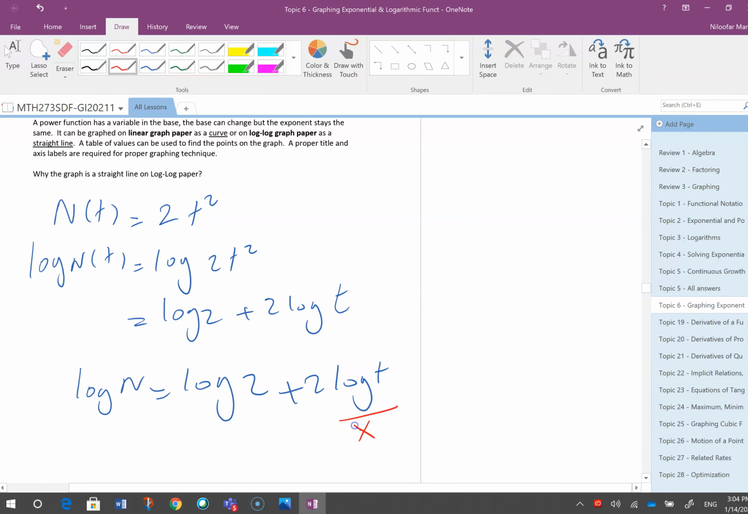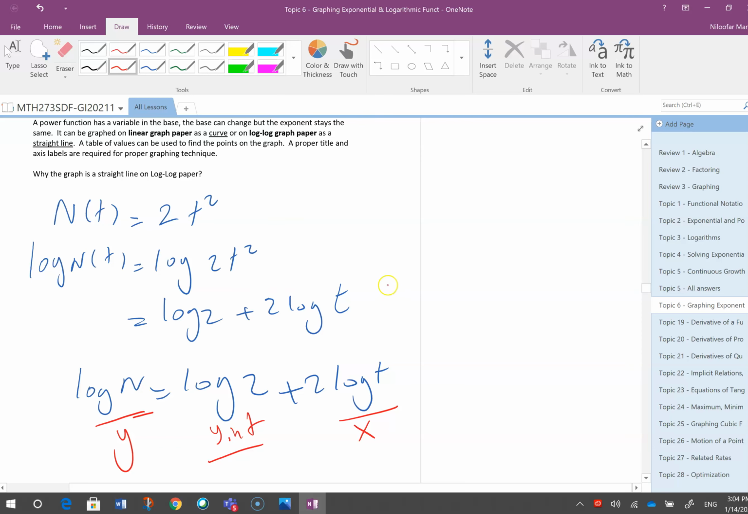This is like x. This is like y. And this is like the y-intercept. Okay? So I have log for x and y, both of them. So I cannot go to semi-log paper. I can go to log paper. If I have an exponential function, t as the power, I go to semi-log. In this case, when I have a power function, I can go to log paper.